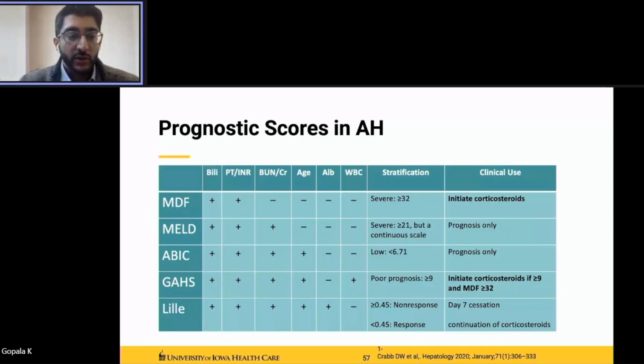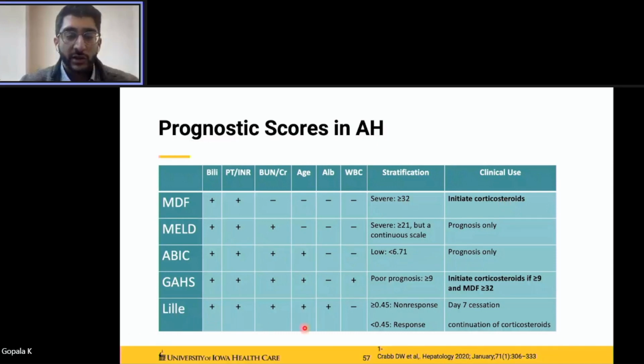And these are other prognostic scores. This is age, bilirubin, INR, creatinine. This is Glasgow alcoholic hepatitis score. And this is the Lille score, which I'm going to talk a little bit more in detail. But basically, once you realize the score is greater than 32 from Maddrey's and initiate corticosteroids, typically 40 milligrams of prednisone or equivalent, you need to see if that's helping.